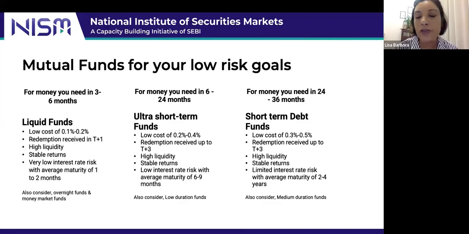Also, there is something called interest rate risk. Interest rate risk is the relationship between the change in interest rates and bond prices, and they are inversely related, which means that if interest rates fall, bond prices rise, and if interest rates rise, bond prices fall. And the higher the average maturity or the maturity of the portfolio of securities in a bond fund, the higher is the risk, which means that the daily price of your bond fund will be more volatile. In liquid funds, because the maturity is so low, the risk is low and the volatility is practically negligible.